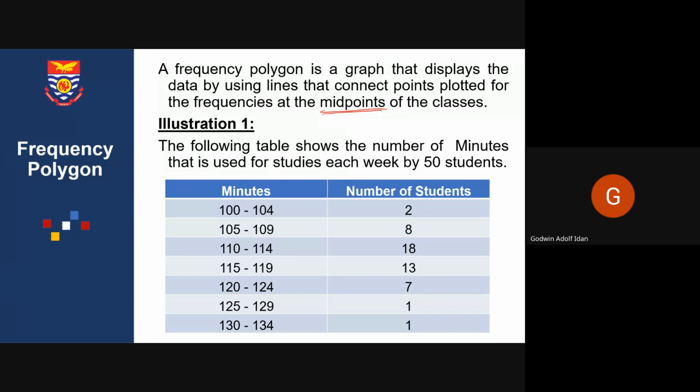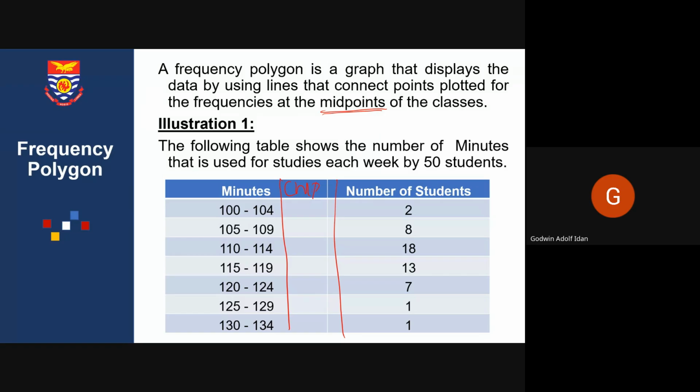So it means that whenever you're given any question that requires you to do the frequency polygon, we're just trying to get the class midpoint from this illustration. For example, you have to calculate the class midpoint. And how do we calculate the class midpoint? We add the lower limit to the upper limit and divide it by 2, or we add the lower boundary to the upper boundary and divide it by 2. Whichever approach you use, the answers are going to be the same.